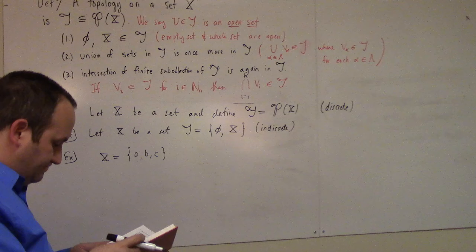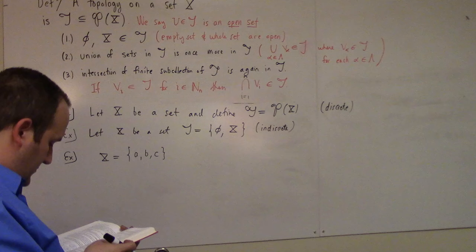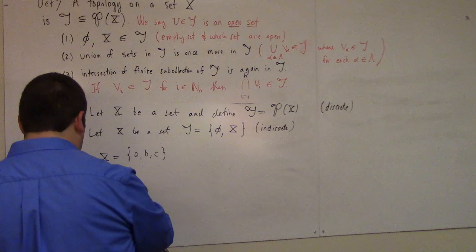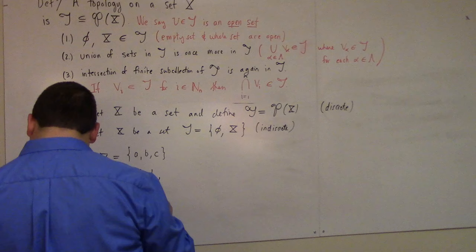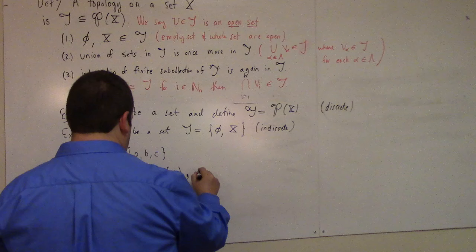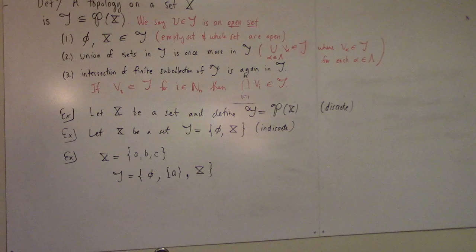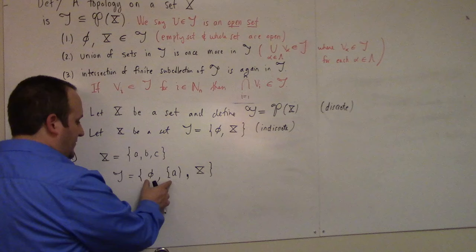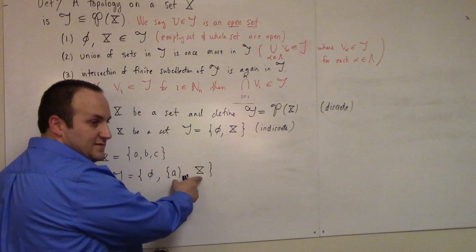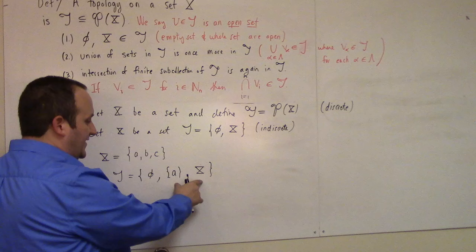Let's see if I can. He's got pictures of different topologies. I'll just try to do one. How about this? The topology is the empty set, and the set just containing A, and the whole set. Does that form a topology? Let's see. The union of the empty set with either one of these is just one of these again, right? The union of A and X is again X. The intersection of the empty set and A is just the empty set. Intersection of the empty set and X is just the empty set. Intersection of X and A is A again. That's a topology.